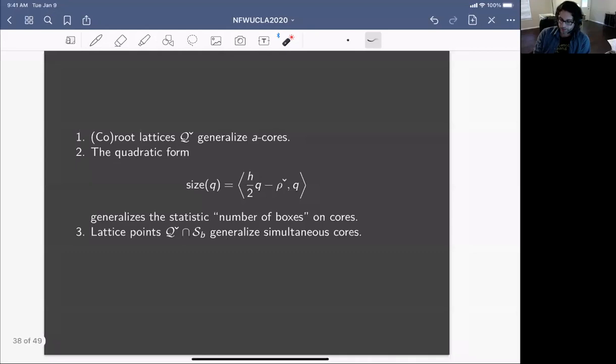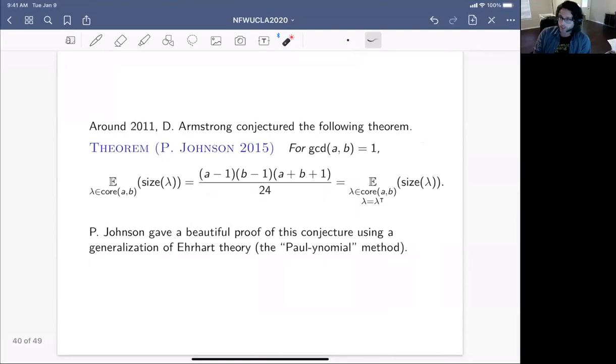So in 2011, I think around probably before that, Drew was playing with simultaneous cores, very interested in zeta maps and q,t combinatorics. And he came up with the following really interesting conjecture. So if I'm looking at the expected size of a simultaneous A,B core, A and B relatively prime, then it's given by this glorious formula. And actually, if you are asking about the expected size of a self-conjugate A,B core, then it's the same formula. Strange.